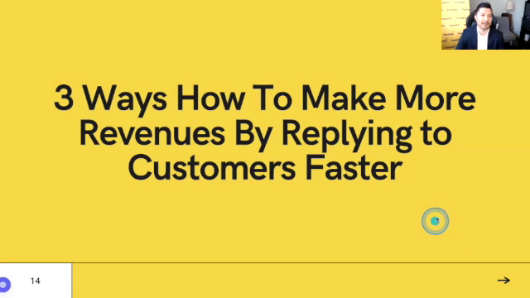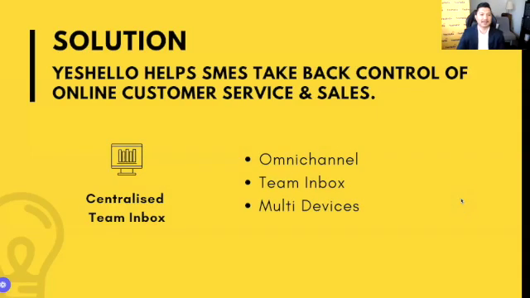I'm going to go fast right now. Okay, 3 ways how to make more revenue by replying to customers faster. And the key to success in this is fast customer service, fast replies. That's the key. All right. Solution number 1, the main thing is you need a centralized team inbox. Not necessarily with our platform, but with any platform, you need a centralized team inbox, which does 3 things.